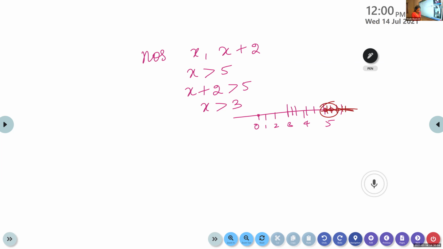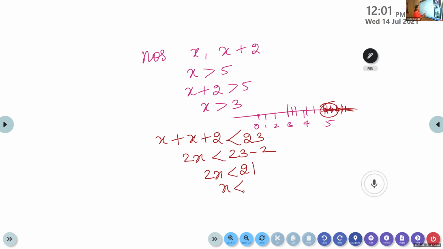And what is given? The sum is less than 23. x plus 2 is less than 23. So 2x is less than 23 minus 2, so 2x is less than 21. So x is less than 21 by 2, which is 10.5. x must be less than 10.5, and we are taking integers.